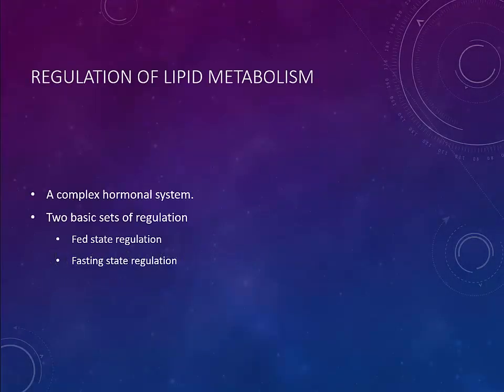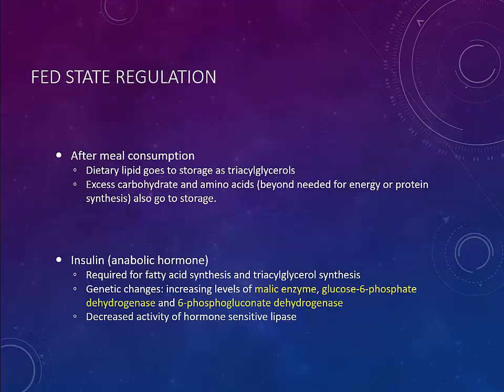We've looked at 2 processes, oxidation and synthesis of lipids. Obviously, cells don't allow all systems to run at full speed all the time. In lipids, there are basically 2 major states of regulation, fed and fasting. After eating, dietary lipids are stored as triacylglycerols. Additionally, anything beyond what is needed for energy or protein synthesis will also be stored. This goes for carbohydrates and amino acids.